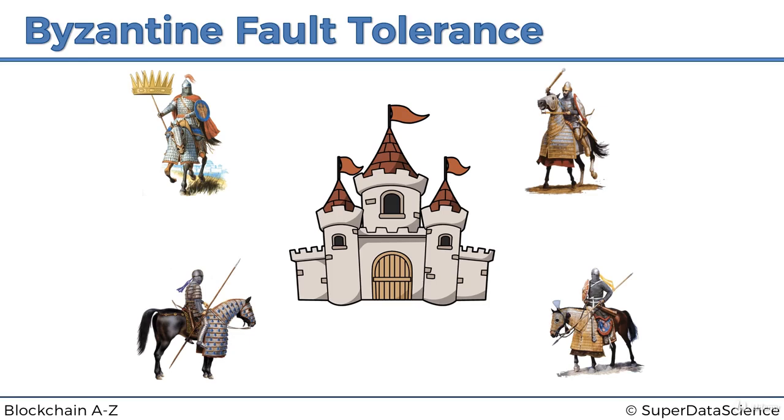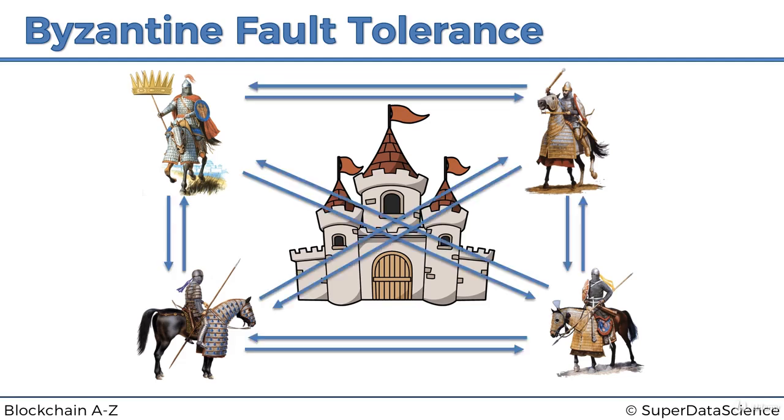So the question is, how do they come up with an algorithm? How do they come up with a protocol, a consensus protocol, running a bit ahead of ourselves into the next tutorial here. How do they come up with an algorithm that will help them come to a decision despite there being a traitor? So let's have a look.